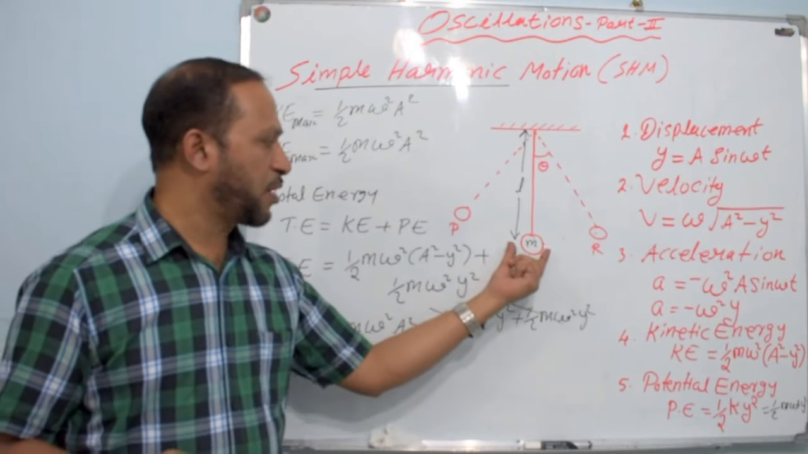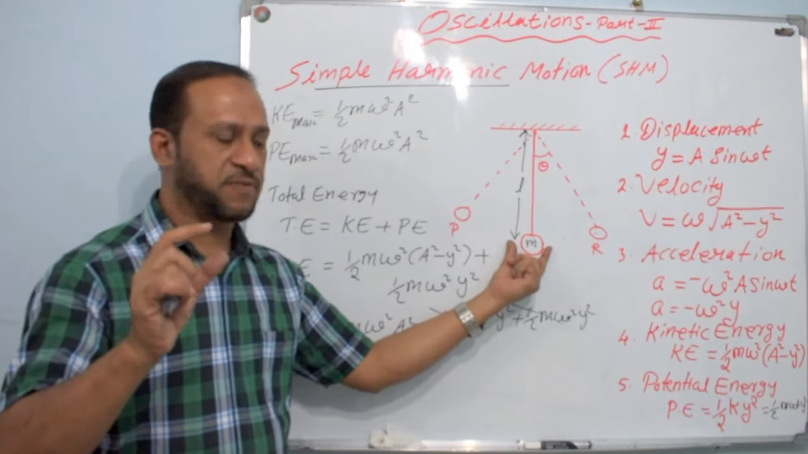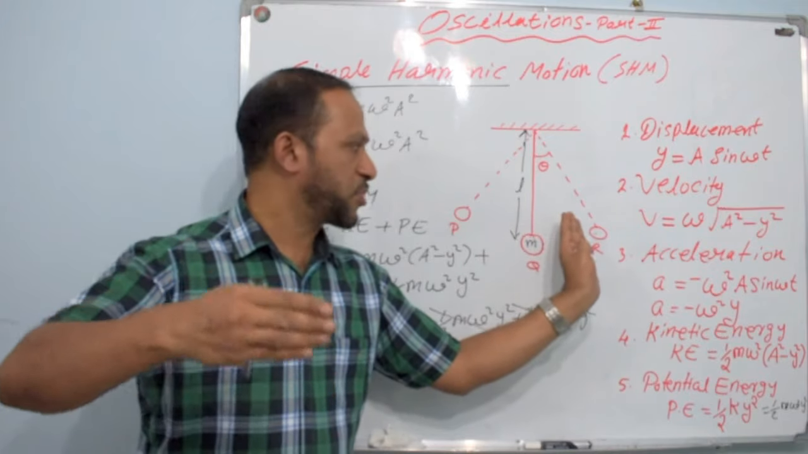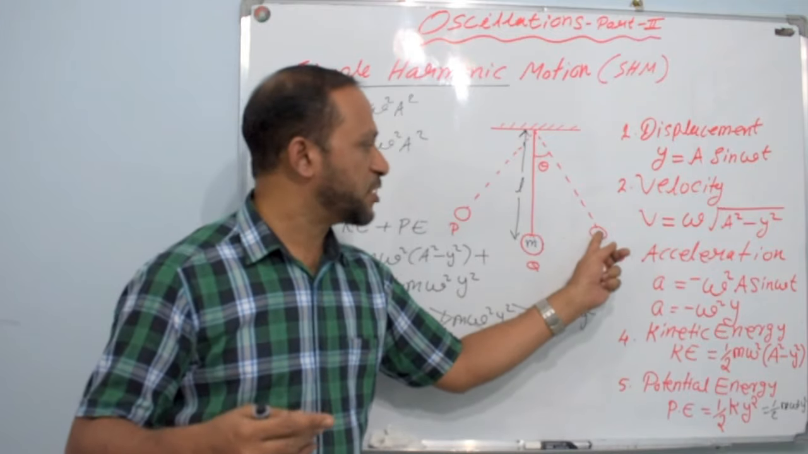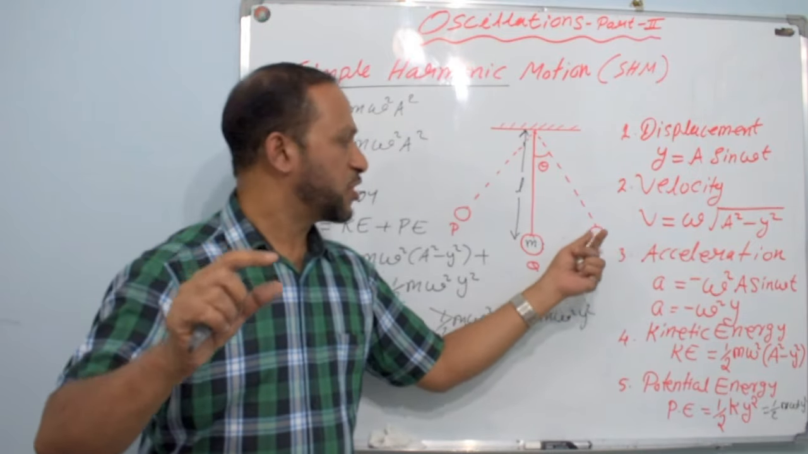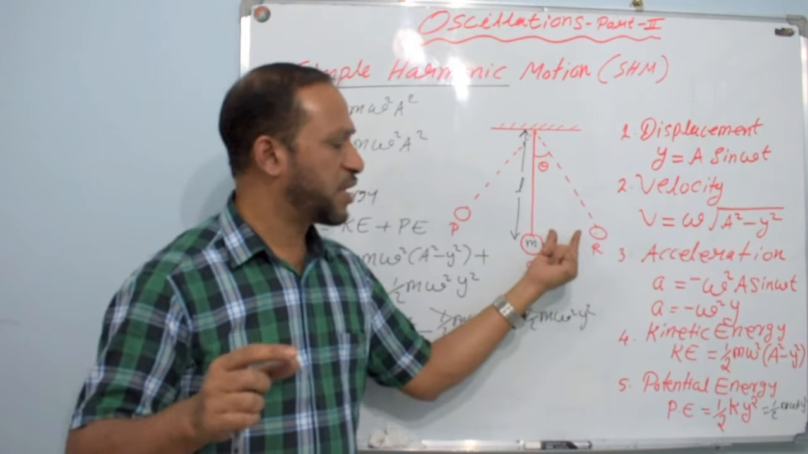At the equilibrium point, the mean position, it is only kinetic energy. When it moves towards the extreme point, kinetic energy decreases but potential energy increases. At the extreme point, potential energy becomes maximum, kinetic energy becomes zero. So in between that, there is both potential and kinetic.